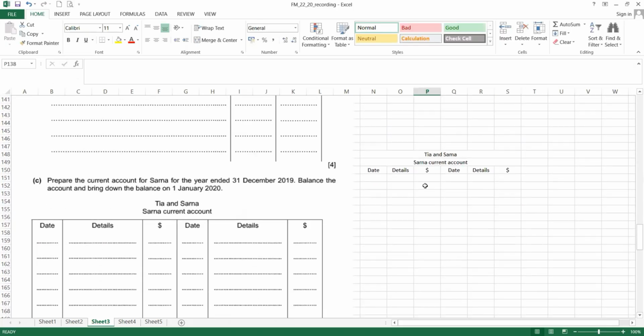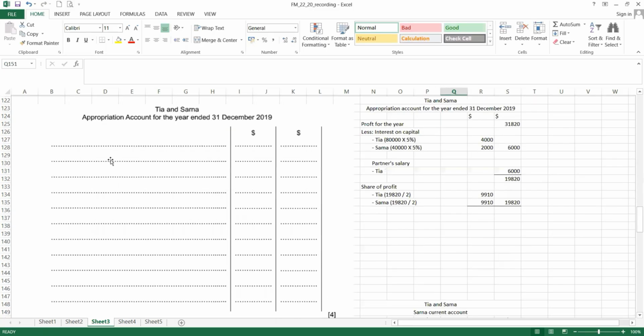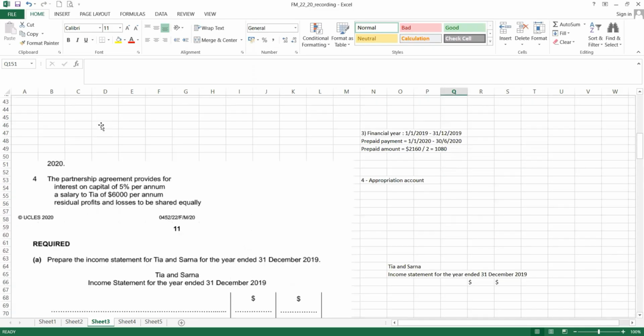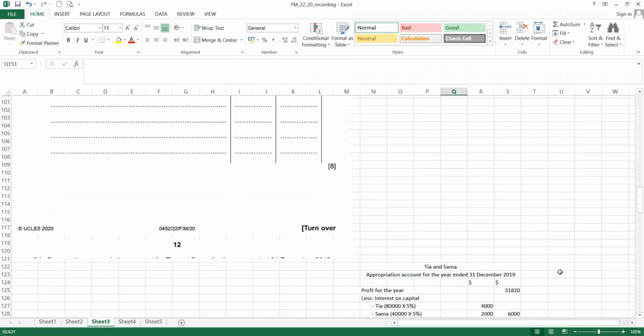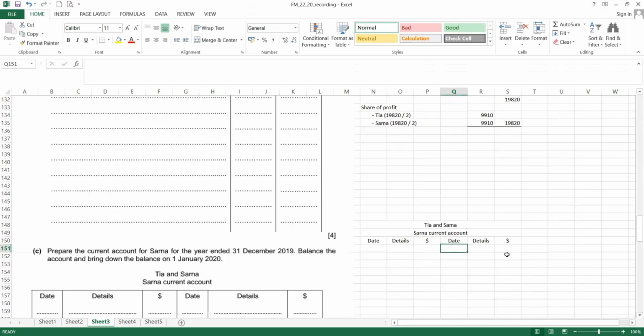Okay, now let's continue. Prepare the current account for Sama for the year ended 31st December 2019. Balance the account, bring down the balance on. They only want Sama's current account. So we look into Sama's account and see what information we have here. Current account for Sama 160. They put it in the credit side, so we put it in the credit side as well, 1,006. So here, 1,006.